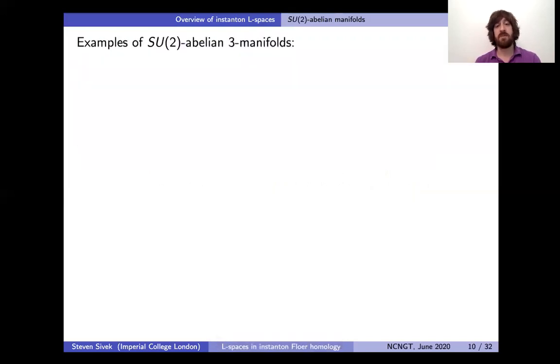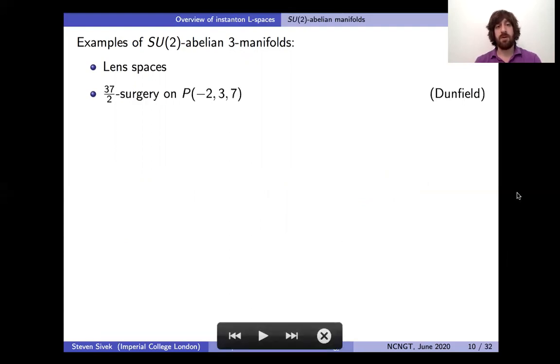So here are some examples of SU2 abelian three-manifolds. First of all, there's lens spaces. They have abelian fundamental group, so any representation of that into SU2 has abelian image. A little harder to see is we can take the -2,3,7 pretzel knot and do 37/2 surgery on it. This was discovered by Nathan Dunfield sometime around 2004. And you might notice the slope is interesting because this pretzel knot has lens space surgeries of slopes 18 and 19, and the slope is right in the middle of those.